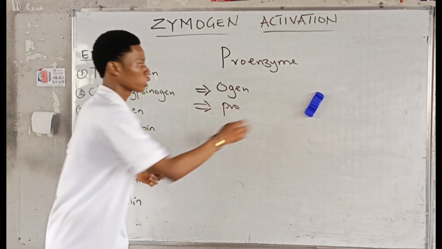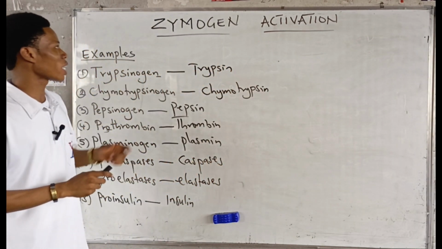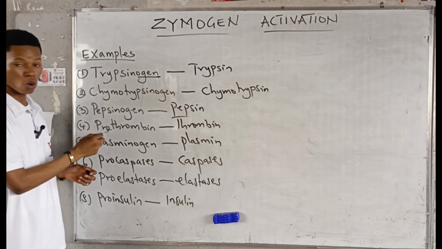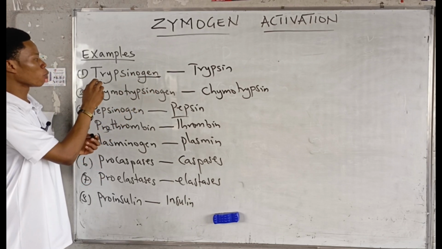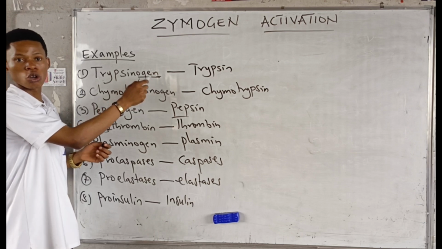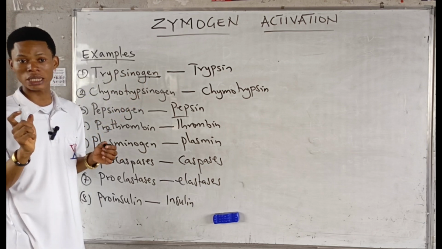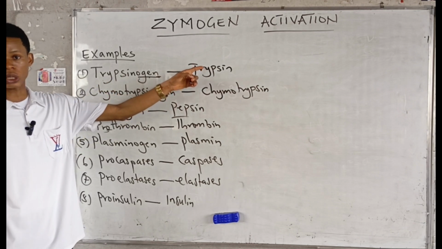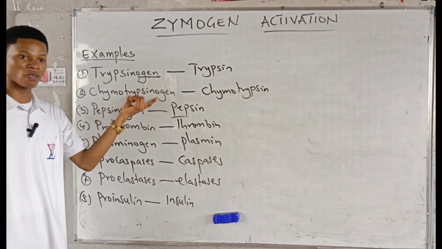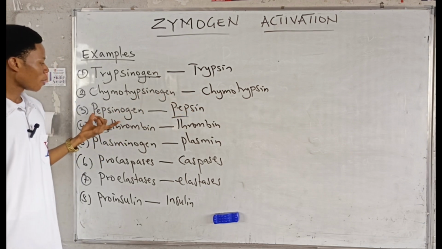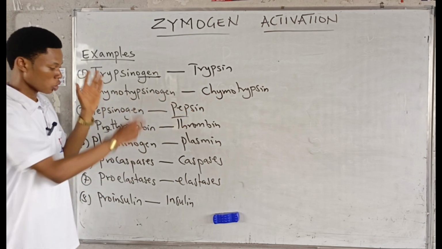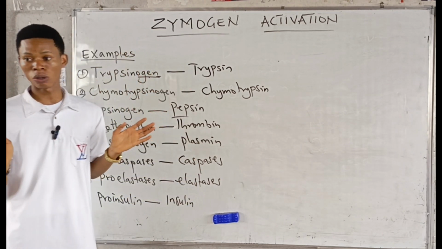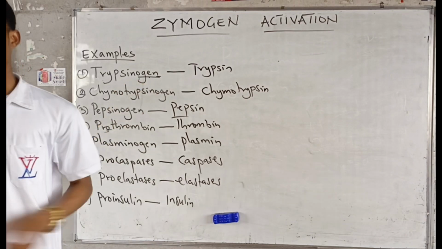Let's look at some examples of zymogen, having known the meaning of zymogen now. Zymogens always end with ogen or start with pro. An example is trypsinogen. Since you're seeing ogen here, you should know it's an inactive enzyme, right? Trypsinogen, if it's activated, we have trypsin. Chymotrypsinogen, if it's activated, chymotrypsin. Pepsinogen, if it's activated, pepsin. So these are inactive forms and these are the active forms. Do you understand now? So write that down.